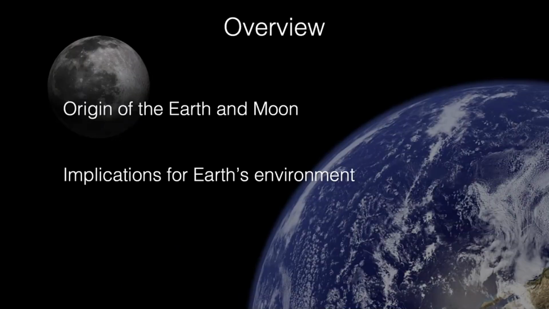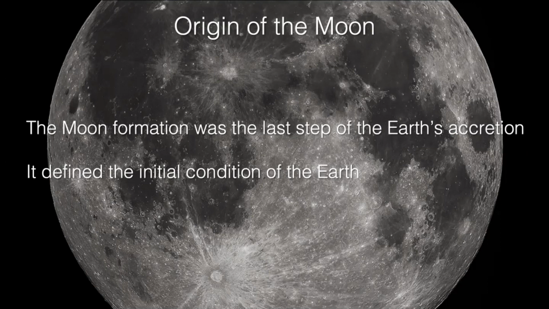Today, we talk about the origin of the Earth and Moon and discuss its implications for Earth's environment. So why is it important to understand the origin of the Moon? Because the origin of the Moon is the same as the origin of the Earth. The moon formation was the last step of the Earth accretion phase, and it also defined the initial condition of the Earth. So by understanding the moon, we can better understand the Earth.